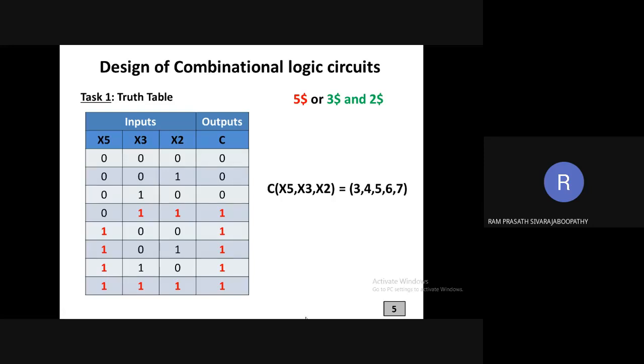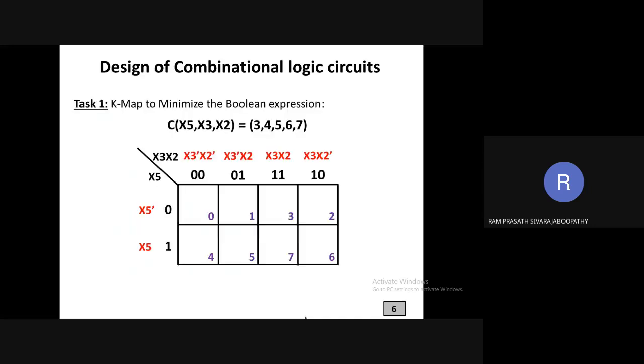So what about the next step? Yes, very good, K-map. So we are going with K-map. I have grouped. Okay. Kindly tell me the answer.